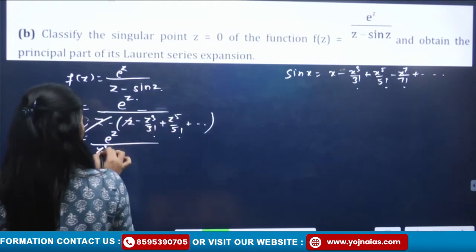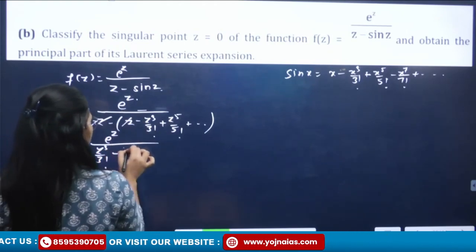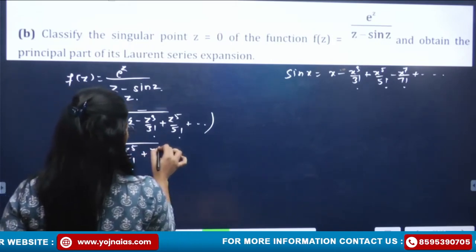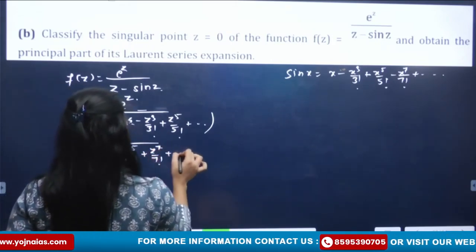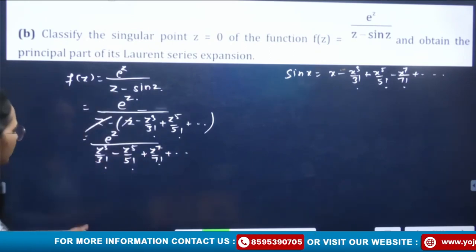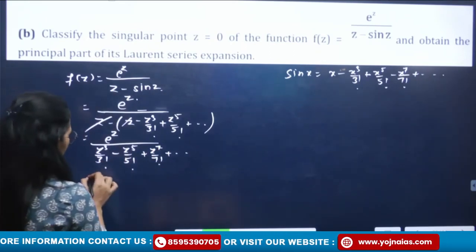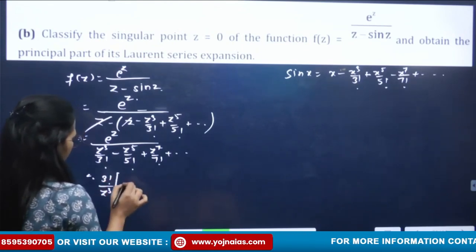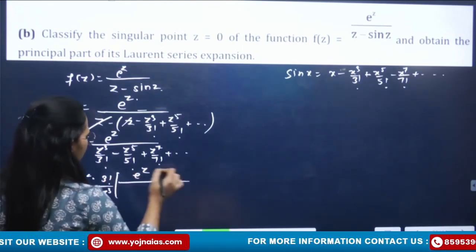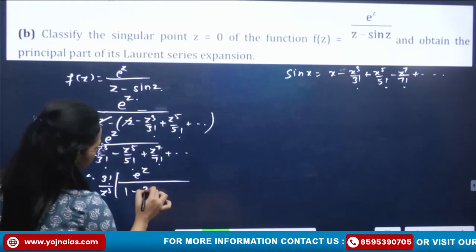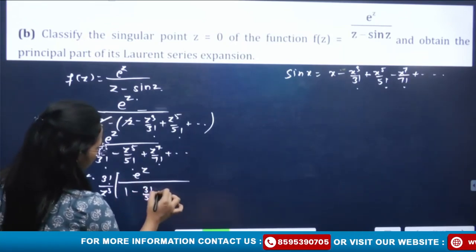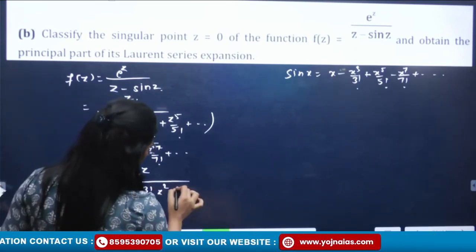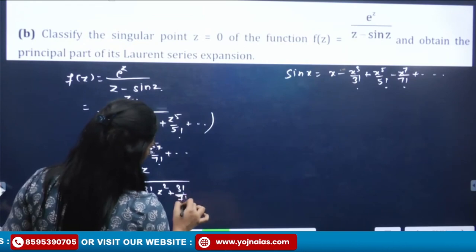z cube by 3 factorial, minus z^5 by 5 factorial, plus z^7 by 7 factorial and so on. Now take z cube by 3 factorial common, so 3 factorial goes up and we get 3 factorial by z cube, and then e^z over 1 minus 3 factorial by 5 factorial into z square plus 3 factorial by 7 factorial into z^4.